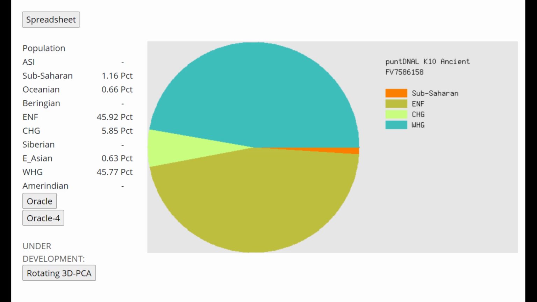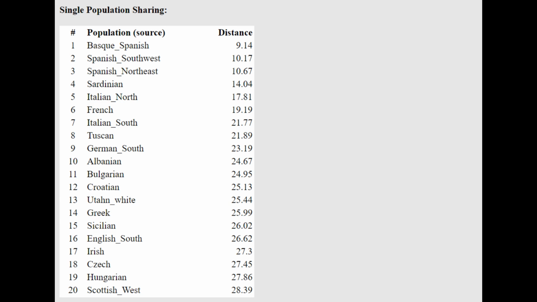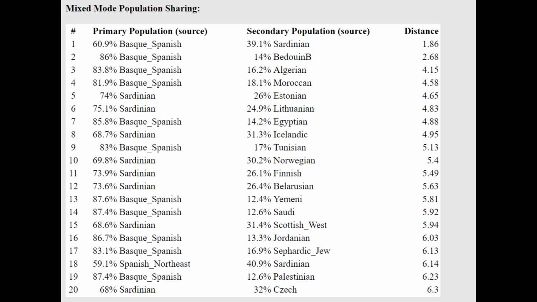This is what Richard is scoring with PanDNA LK10. Once again, another little mystery is the 5% CHG here. I'm not sure what explains this. With the Oracle, he's closest to Basques, followed by Spaniards from Southwest Spain and Sardinians, who also show up on the Oracle here. And with the mixed mode population Oracle, he's getting more or less a mixture of Basque plus Sardinian. It's a pretty common result actually for all of these Globular Amphora individuals.